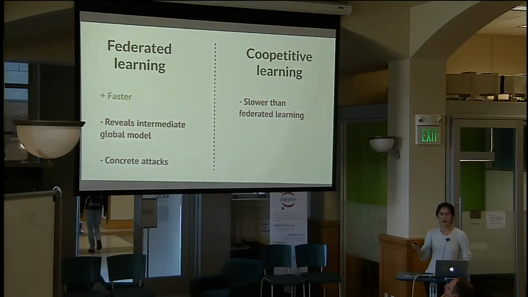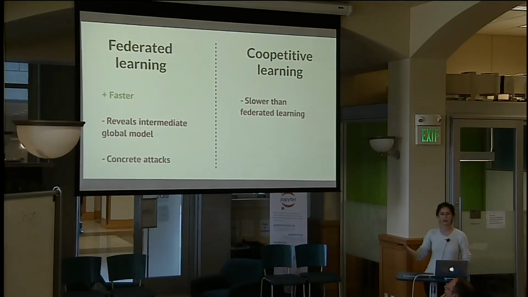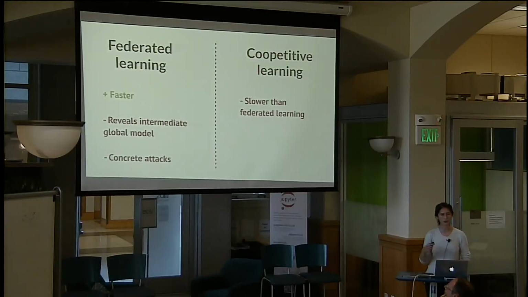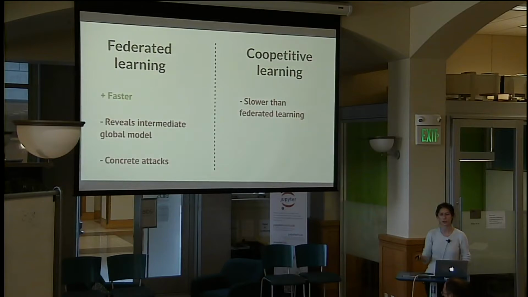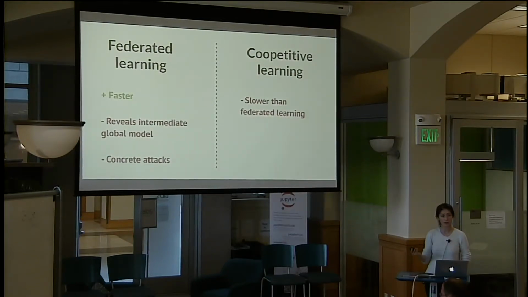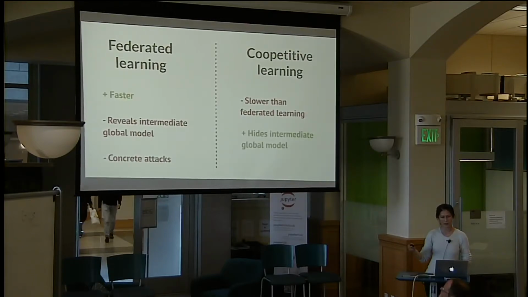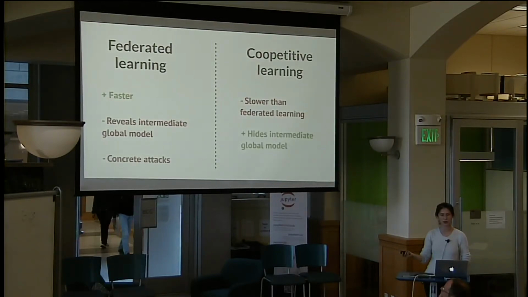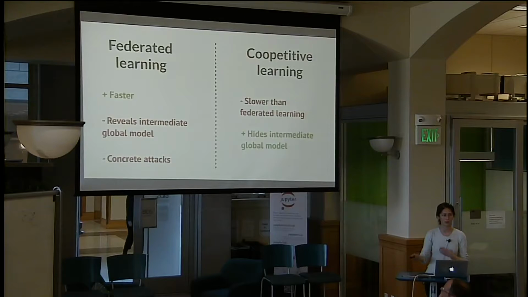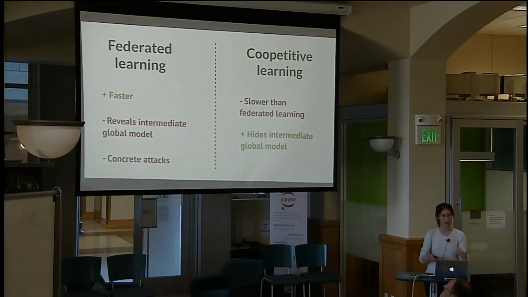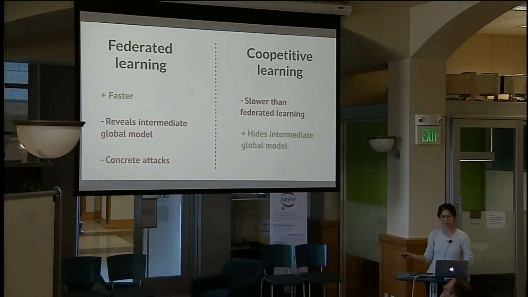On the other hand, coopetitive learning is usually slower than federated learning in performance, because we're keeping the intermediate global models private, also secret. But it does provide strong security guarantees. And to this day, we haven't seen any concrete attacks on this paradigm.